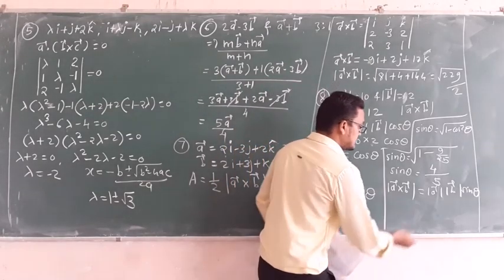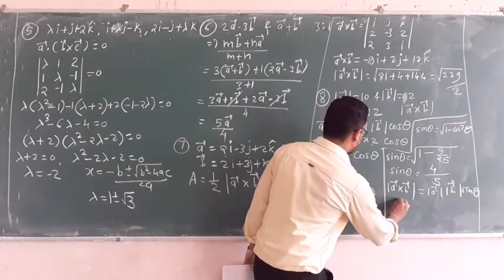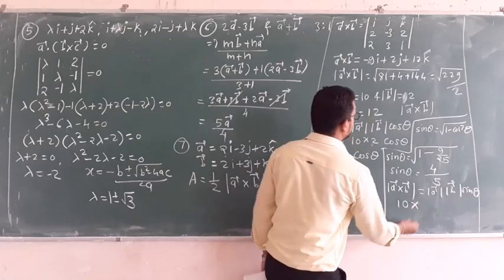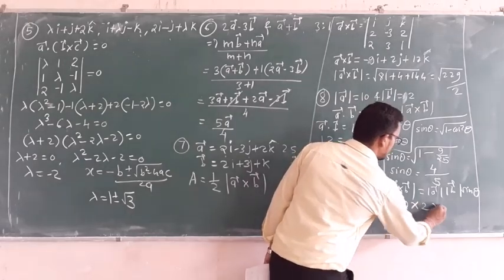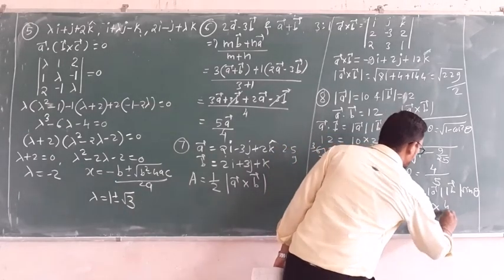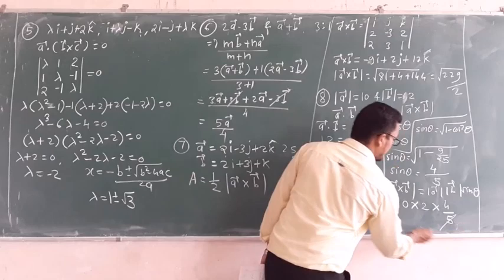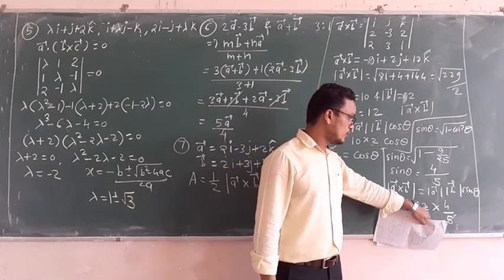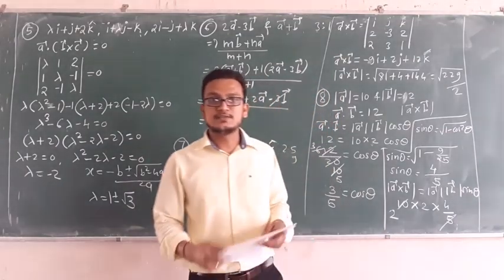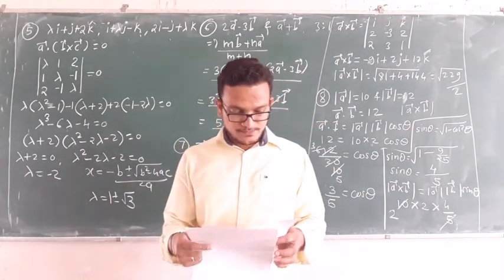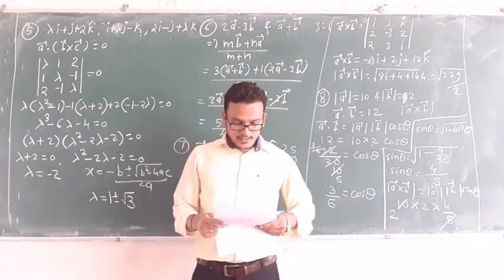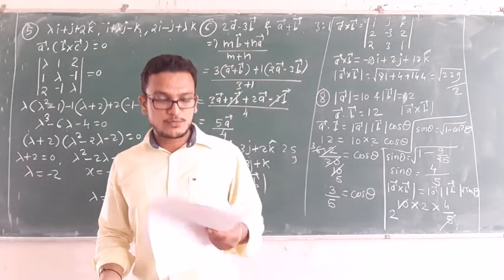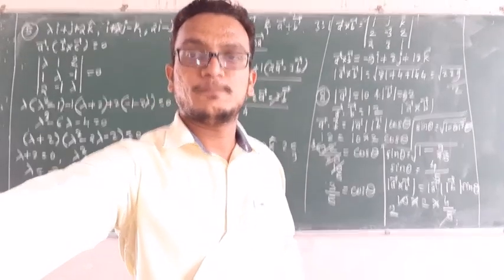What do we get? Magnitude of A is 10, into magnitude of B, which is 2, into sin theta, that is 4 by 5. So 5 into 5 is 10, so the answer is 2 into 4 into 4, which is 16. The answer is 16, so the fourth option will be correct for question number 8. Pause the video to note it down.